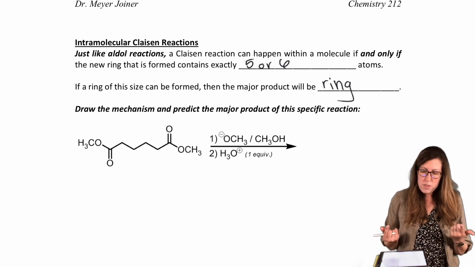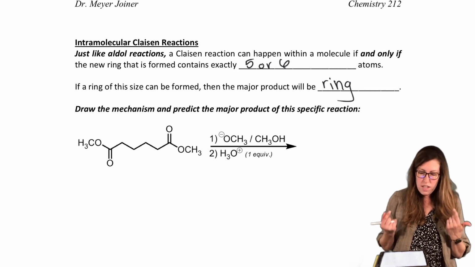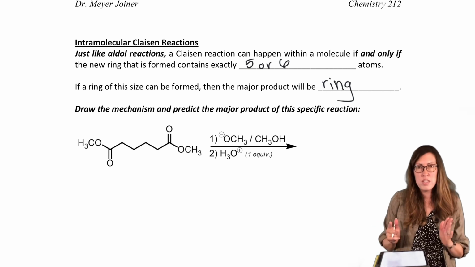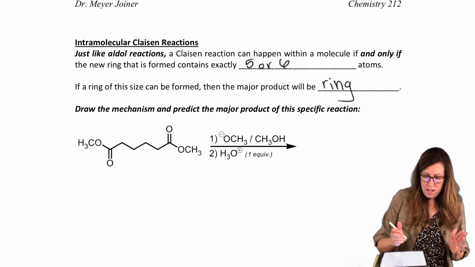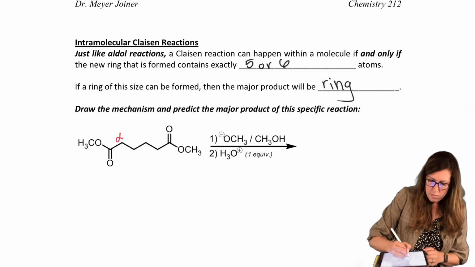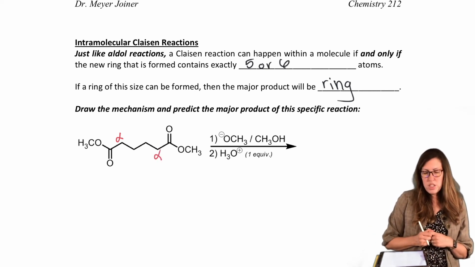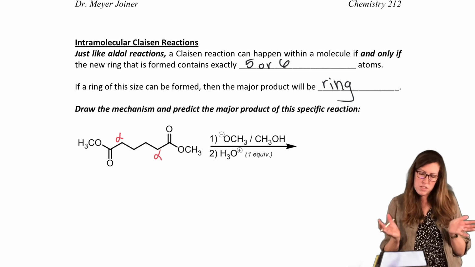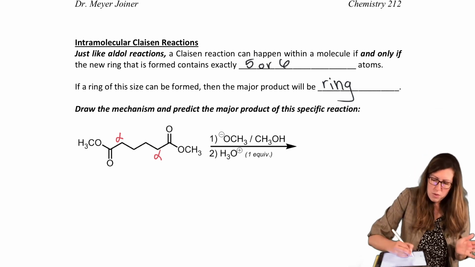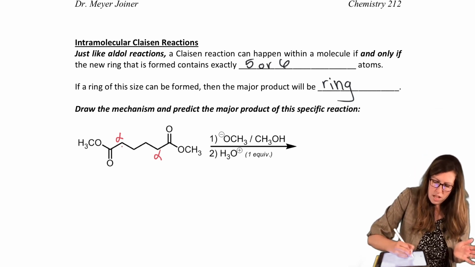You've got to make sure you can form a good ring size. So here's a double ester, a diester in one molecule, and they both have alpha H's. So here's the alpha carbon with the alpha H's. Here's another alpha carbon with alpha H's. So you're going to take any one of those. It looks symmetric, right? Yeah, it's symmetric. So it won't matter which one you pick. It'll be the same outcome. And we'll number and just verify that we could form a good ring size.